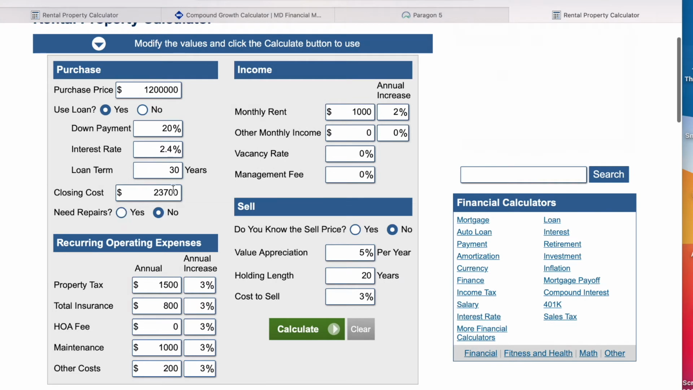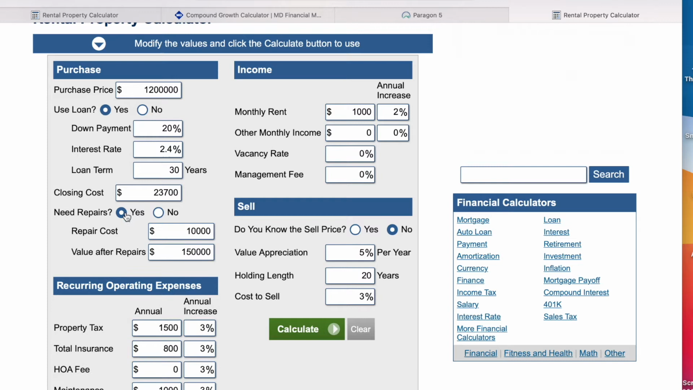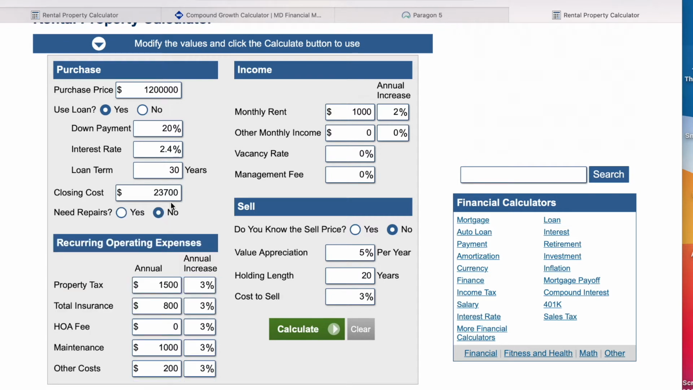And does it need repairs? This house does not need repairs. If it did need repairs, you would put yes, and then estimate those. In value, I suggest you don't use this number and you don't look at this value after repairs unless you're a flipper. Okay, so you're just going to put no.